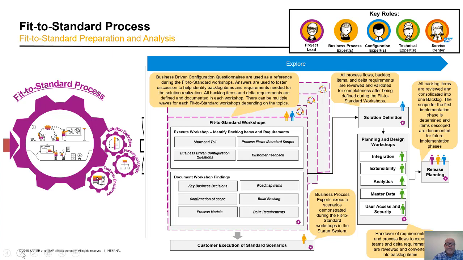Fit to standard process. This is the fit to standard preparation and analysis. Again, business-driven configuration questions and that process that takes place before this workshop.